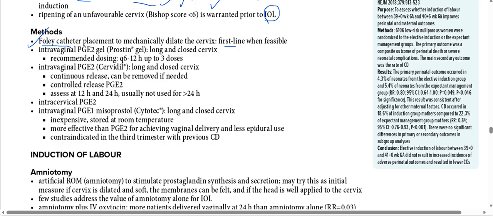So remember, there were a few things that were used for induction of labor: P, progesterone, then M, mechanical induction, and number three, M, misoprostol. Here they are discussed in more detail. The mechanical method is basically done with the help of a Foley catheter. We need to dilate the cervix. It is first line when feasible.